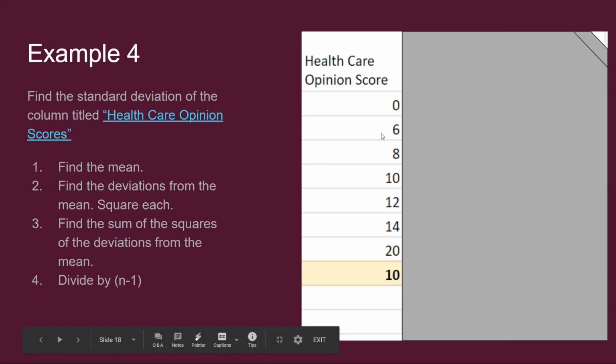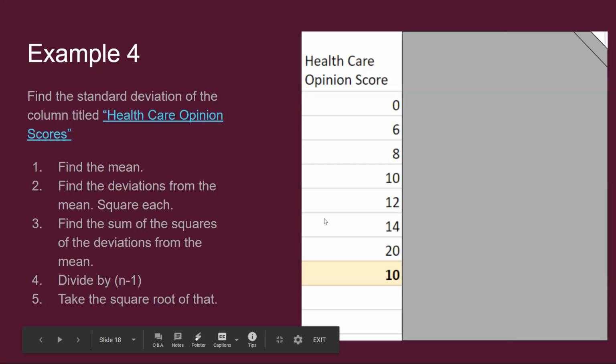And this set has 1, 2, 3, 4, 5, 6, 7 terms. So n would be 7. We're going to divide by 6 for step 4. And for number 5, lastly, you'll take the square root. When you get to number 4, you have found what we call the variance. So for step number 5, you take the square root of the variance.